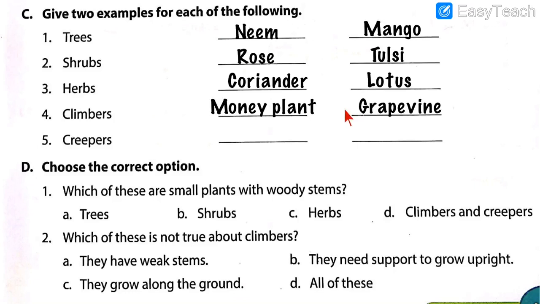In the notebook, we had seen how grapevine plant grows with the support of a stick. Without that, it cannot grow. So learn the spelling as well: money plant, and grapevine. Money plant and grapevine are the two types of climbers.